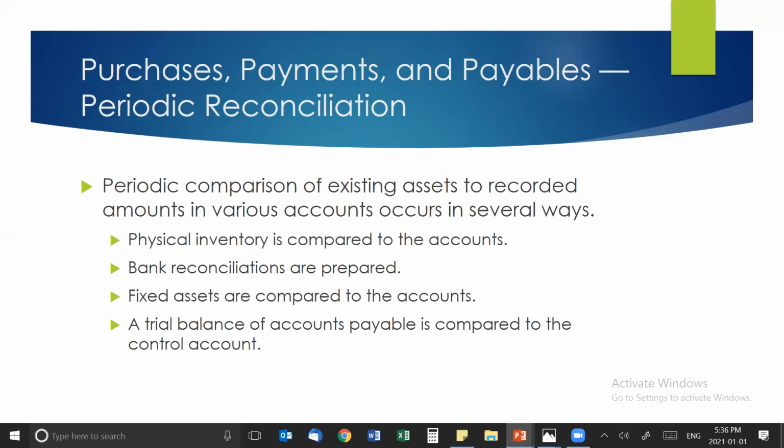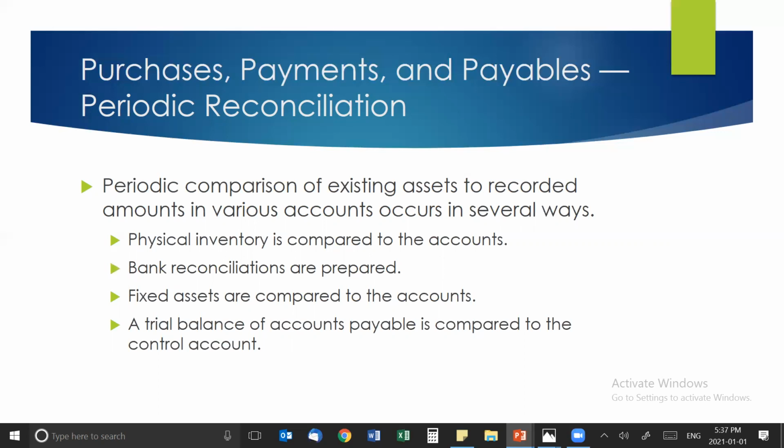There should be a periodic reconciliation of existing assets to what the recorded amounts should be. So maybe physical inventory is compared to the accounts. So there's an inventory count happening, maybe on a monthly basis, to make sure what is on the warehouse floor is the same as whatever is on the inventory account.